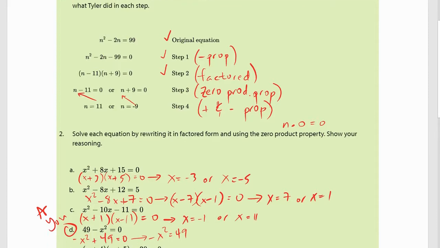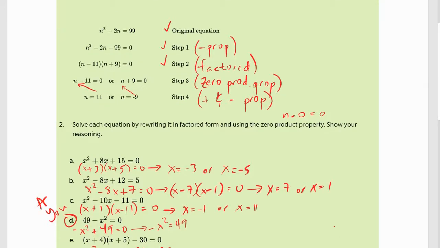And what do we get? So we have x squared plus 9x. And then when you combine the constants, you should get negative 10. And that's all equaling 0. So now go into factored mode.